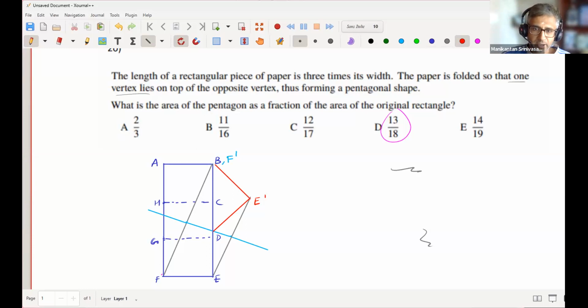Okay. Is this clear? Now, this angle was a 90, so this angle will also be 90. This angle will also be 90. Are all of you with me so far? And the pentagon is this pentagon, right? I'll name this point I or something. So A, B, E. I'll shade the pentagon so that it's easy to follow. So if I shade the pentagon, this is the pentagon.